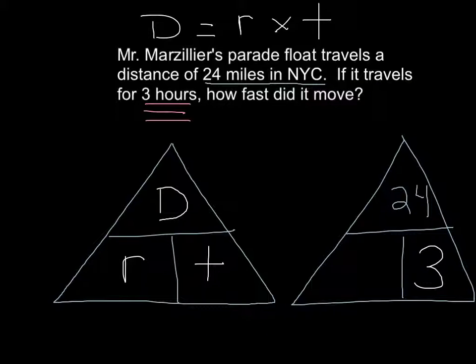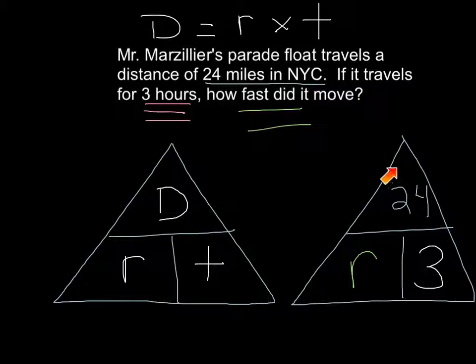How fast did it move? The question is asking you how fast it actually moved. So when we try to calculate how fast something goes, that's its rate of speed. And so the rate is the unknown piece here. That's the part we don't know. Now we can figure this out pretty simply. Just cover up with your finger the part that you don't know. And so for us, the part that we don't know is the rate, so we'll ignore that.